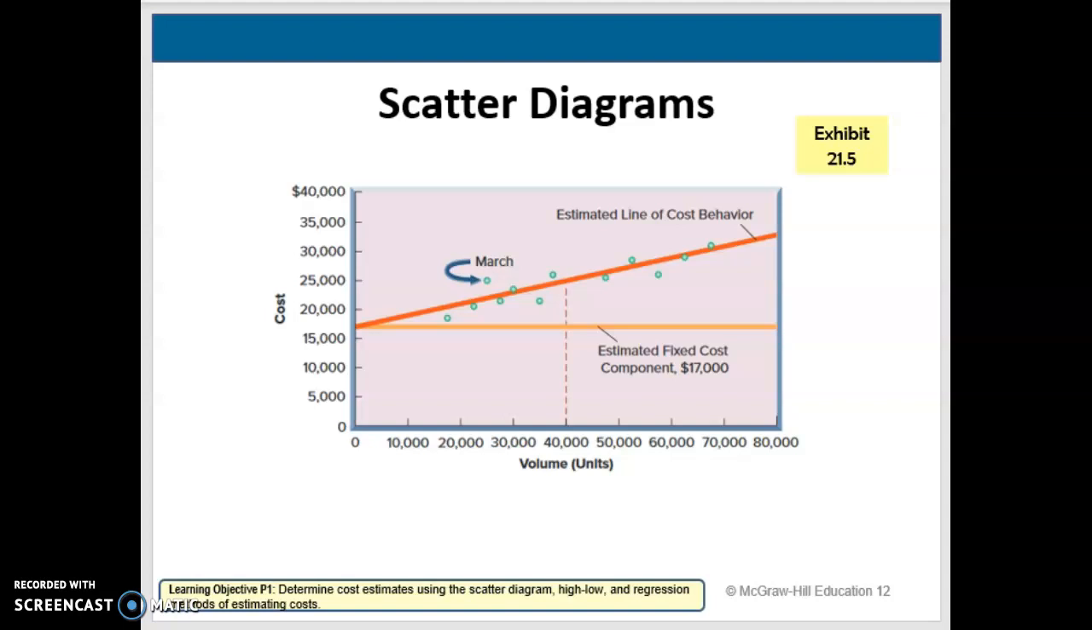Then we're going to compute the slope of the line, or the variable cost, as the change in cost divided by the change in units. So our equation is going to show that calculation. Okay, our next one is going to be the high-low method, and we're going to continue that in the next video.